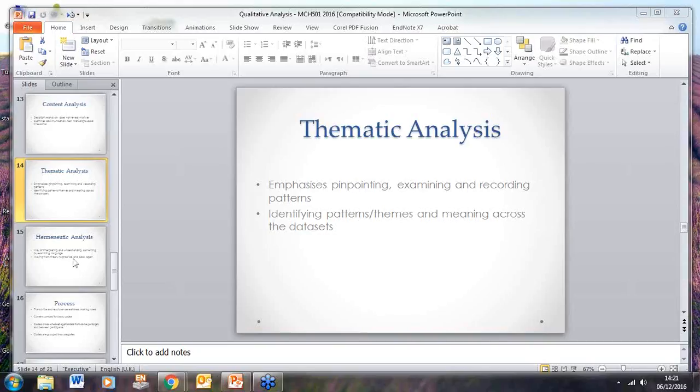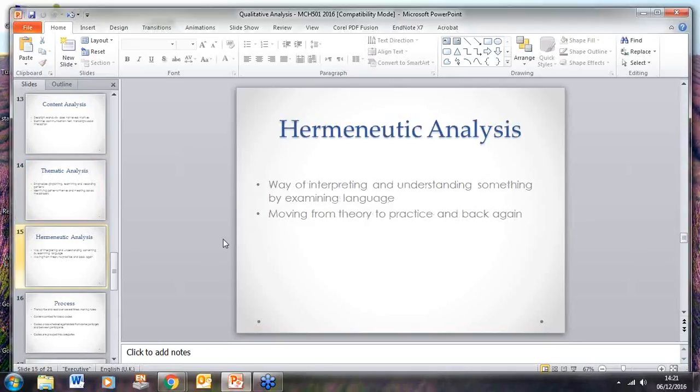Okay, so one of the other types of analysis that's used in qualitative research is hermeneutic analysis. Hermeneutic analysis is a way of interpreting and understanding what somebody says in terms of their language. And this is where we move back and forth, and we talk about the hermeneutic cycle, about moving from theory to practice and practice back to theory. It's typically about seeking understanding and getting particular insight into the meaning of particular words and phrases.